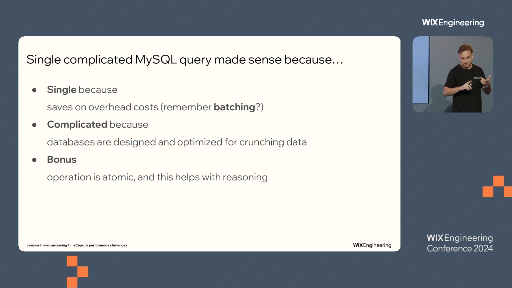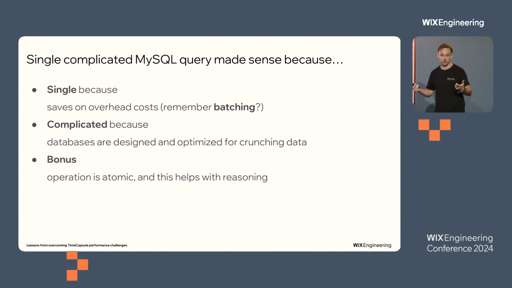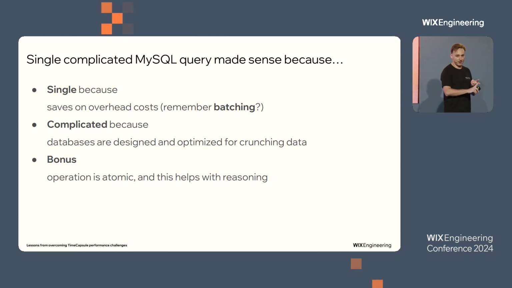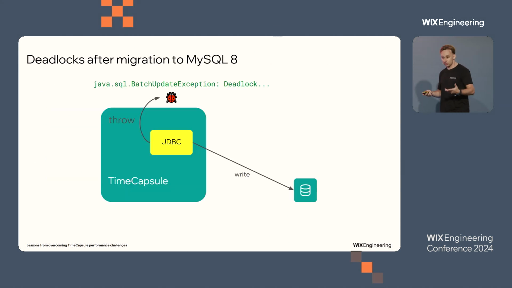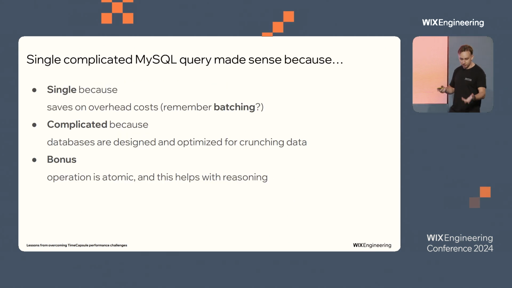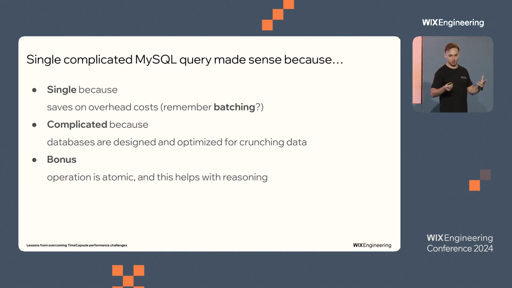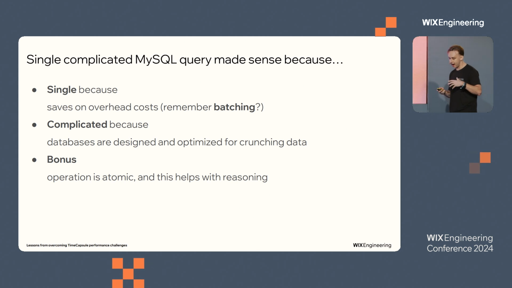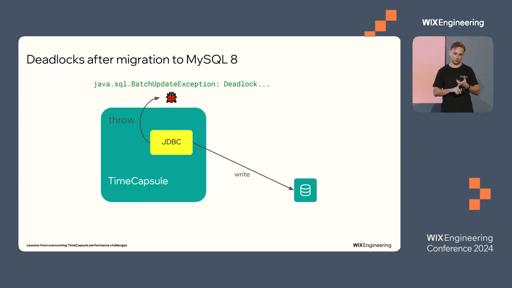So first of all, why a single query? Because single is better than multiple, because we save on overhead cost. Why complicated? Well, because databases are great with crunching data, and probably MySQL would do a much better job than me writing some trivial Scala code. And as a bonus point, a single query is an atomic operation, which helps with reasoning. And I didn't have to think about this more until we migrated to MySQL 8.